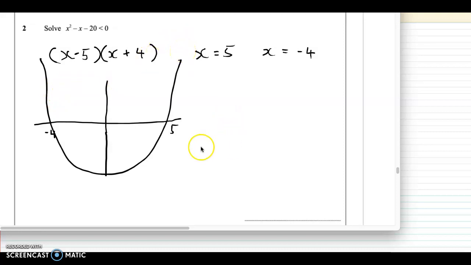So we can write it like this. Minus 4 has to be less than x. It's another way of saying x is greater than minus 4. So x has to be greater than minus 4, but less than 5. See how we wrote it here? So x is in between. Make sure you get these the right way.